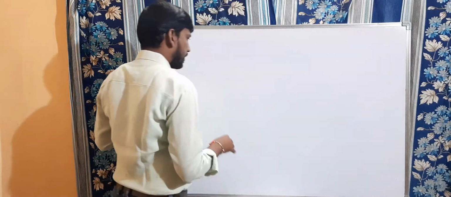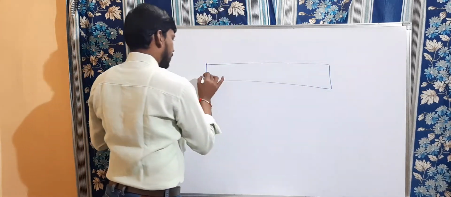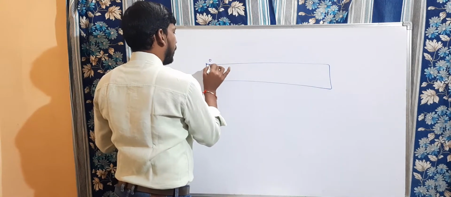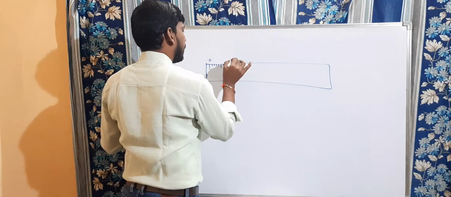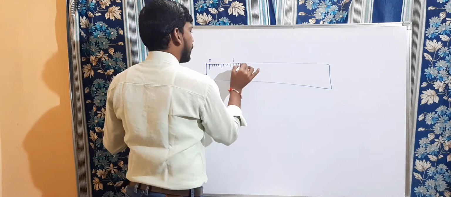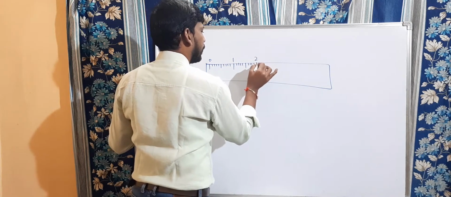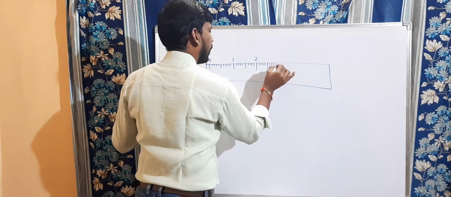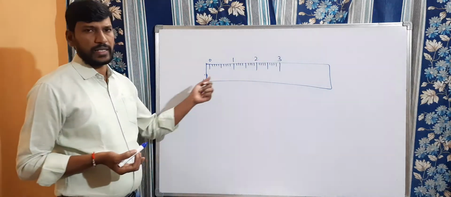Here I am going to draw the scale. Generally the scale starts from here, it is 0. Then 1, 2, 3, 4, one big line, again 1, 2, 3, 4, and again one line. This is 1. Again 1, 2, 3, 4, big line, 1, 2, 3, 4. This is 2. You observe your scale like this.